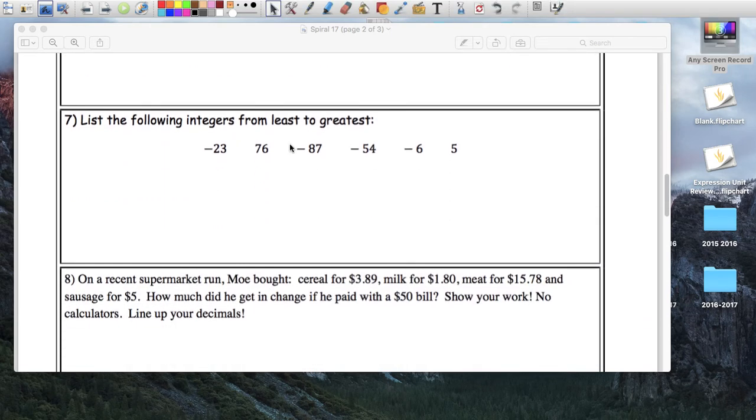Let's say integers from least to greatest. I like to use a number line. It doesn't have to be to scale, just as long as you know where numbers go. So let's put 0 over here, and let's start with the easy one, 5. So 5 would be about here.